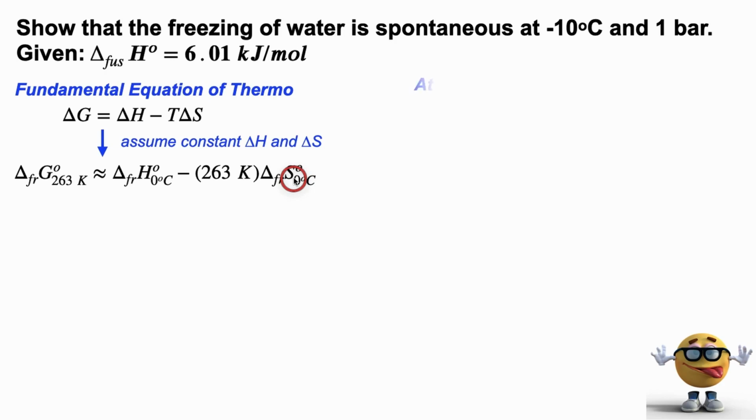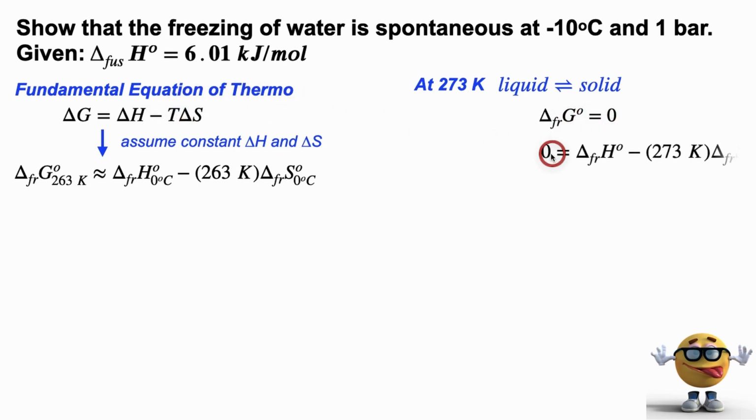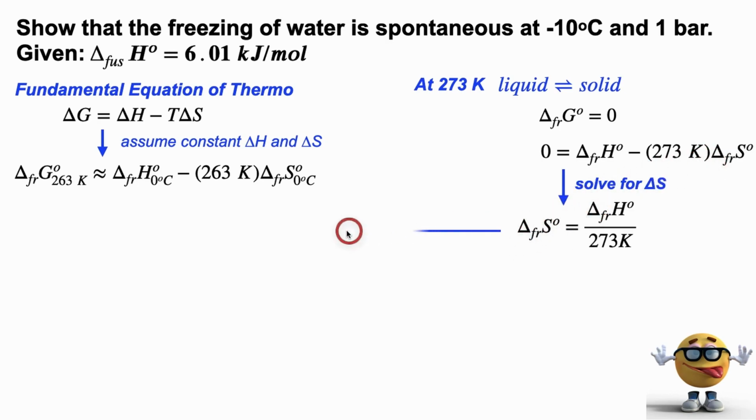Now, to get the change in entropy, we're going to look at 0 degrees Celsius, which is 273 Kelvin, and at this temperature, the solid and liquid phases are in equilibrium. If they're in equilibrium, then the change in Gibbs energy is 0, and if we plug that into this equation right here, we get 0 equals delta H minus 0 degrees Celsius in Kelvin times the change in entropy, and if we solve for the change in entropy, then we have an expression for the entropy change, which we can plug into this equation right here.